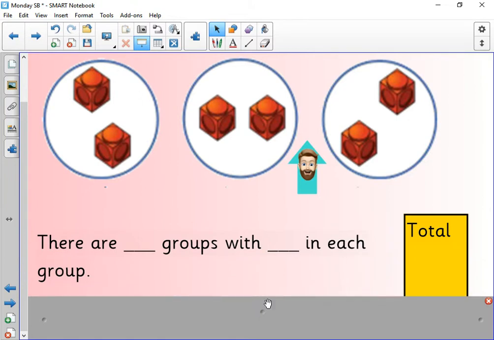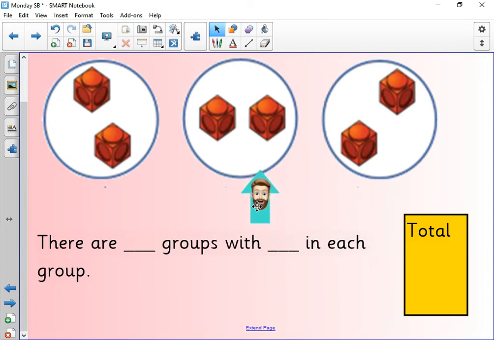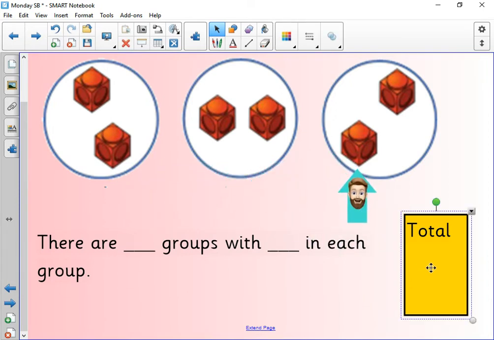Let's say that in a sentence. There are 3 groups with how many? 2 in each group. And what's the total? Can you count those all up for me? I'm going to count in twos. 2, 4, 6. There are 6 altogether.